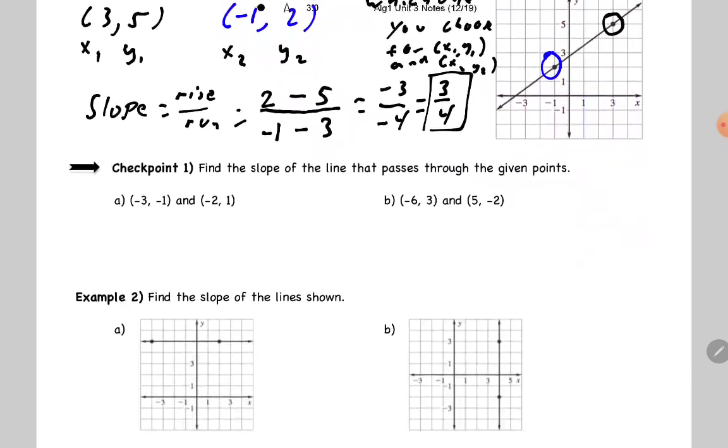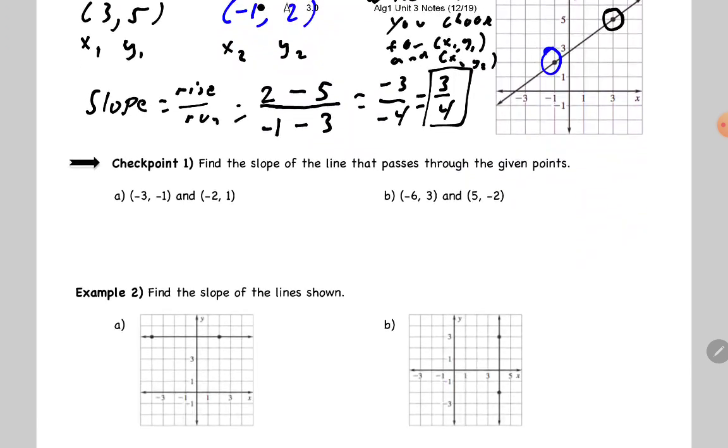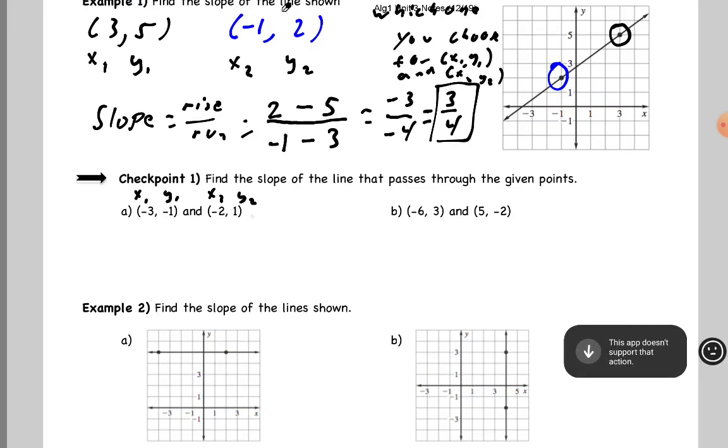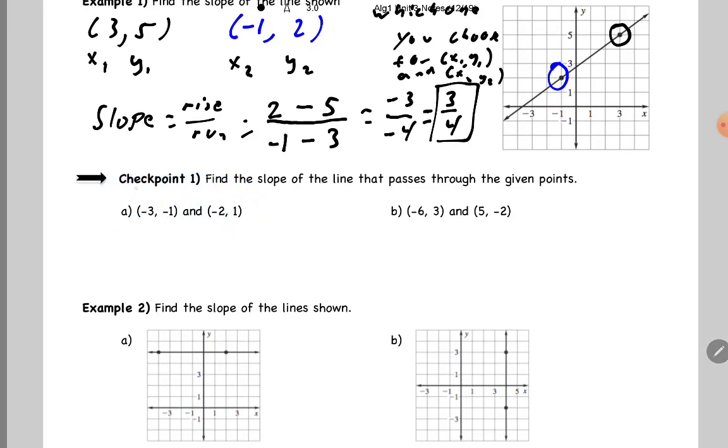So let's move on to another example. Okay, so x1, y1, x2, y2. Doesn't matter, like I said. Here, we'll swap them around. So I'm going to make this x2, y2, and x1, y1. Then I'm going to follow my formula, which says y2 minus y1 over x2 minus x1.